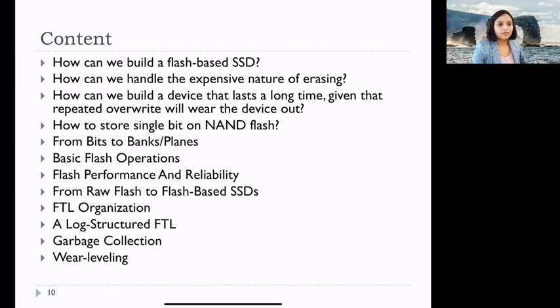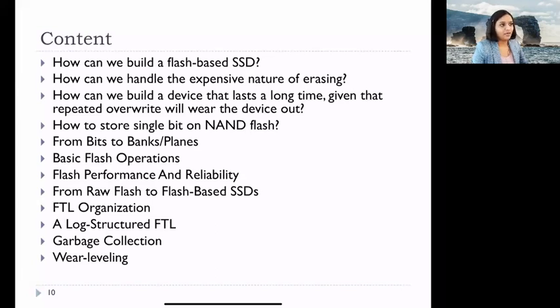We would see things from the basics. We would see how to store a single bit on a NAND flash, which is the major construction module underneath the SSD. And once we learn about how to store bits, then we would see how this data is organized inside different levels of parallelism inside the SSD.